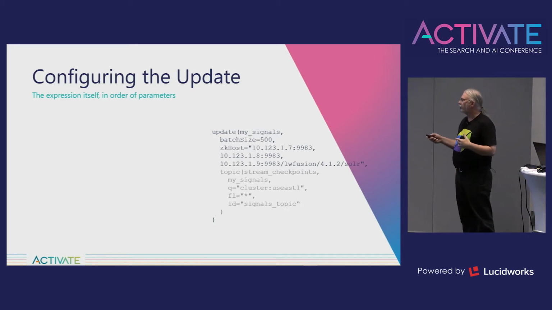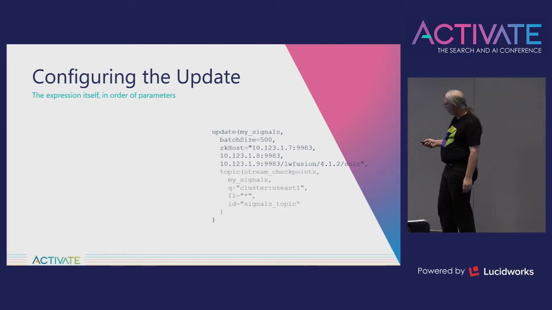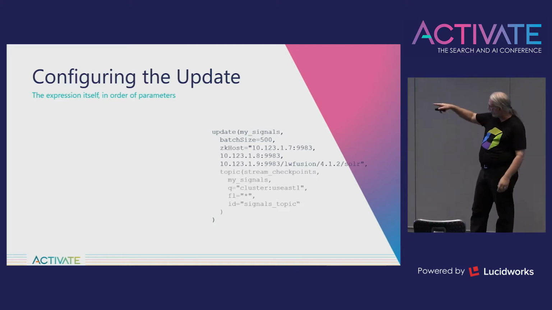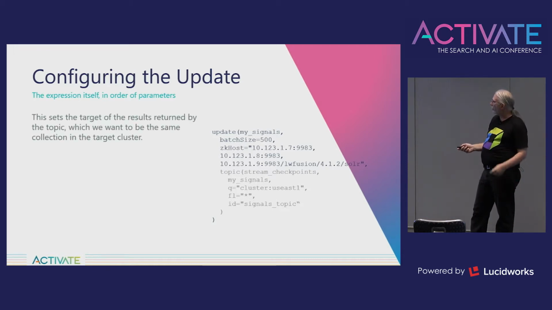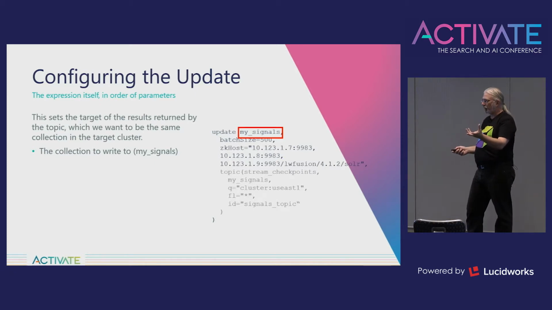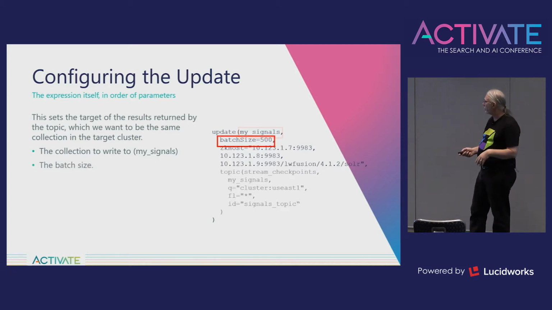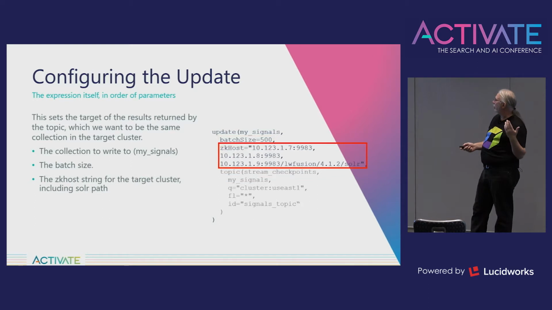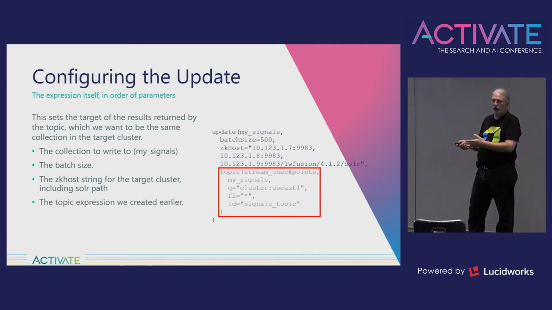So here we're going to configure the update. So this is the upper 3-4 lines here above the gray topic that we just created. So we're going to set the target of the results returned by the topic. What do we want to do with them? Well, we want to send them to the target cluster. So we have the target name. Happens to be the same name that we're using in this cluster. We have a batch size. We have a ZK host string identifying the Zookeeper ensemble in the target. And of course, we have the topic payload that we nest inside it that we just talked about.